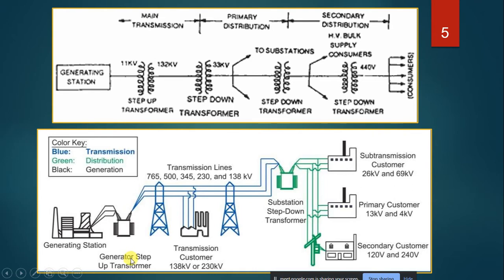So we have a power station which is generating the electricity, and from there you have a step up transformer. All the transmission lines vary from 765 kV, 500 kV, 345 kV, 230 kV, 138 kV. We were discussing minimum 115. In India we have a lot of 115 kV stations, but substations will not be like that.